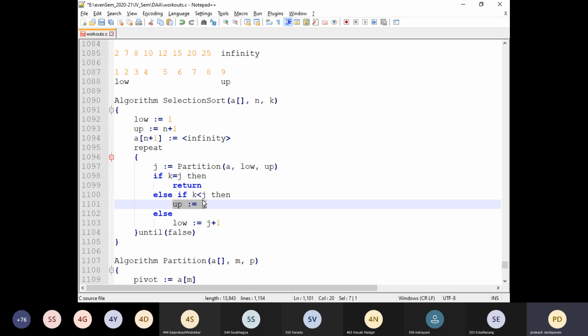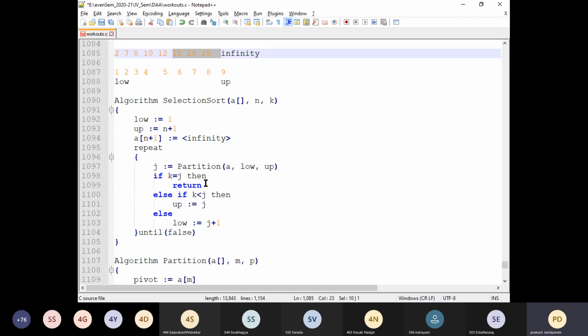If the second possibility is also not there, then it yields the third possibility, which means the k value is greater than the partitioned value. The k value is greater than the jth value, meaning I need to look at the right-hand side of the partitioned position. It is a waste of time if I keep looking at the left side, because it will never exist there. If it is present, it might be present on the right side.